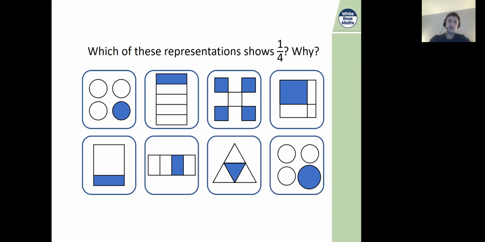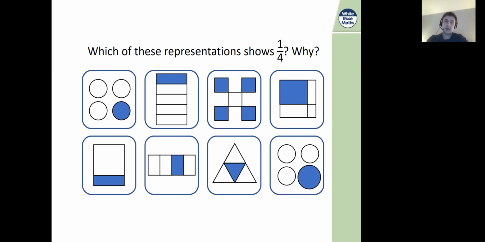Now, I want you to have a look at these 8 different representations. Which of these shows a quarter? So go through all 8 and say if they show a quarter or not. Have a think. Maybe pause the video now and have a go before I go through them.